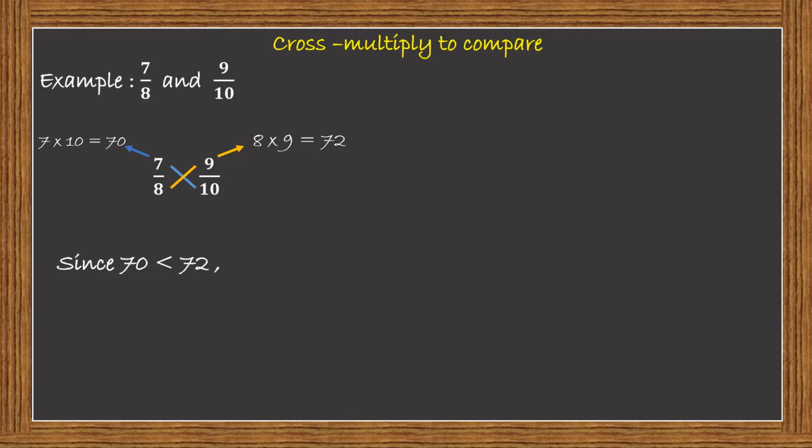So which one is greater? 72 is greater. So we will write down, since 70 is less than 72, our fraction 7 upon 8 is less than 9 upon 10, because this 70 is representing this fraction and this 72 is representing 9 upon 10. So as 70 is less than 72, therefore 7 upon 8 is less than 9 upon 10. Understood? Let's take one more example.